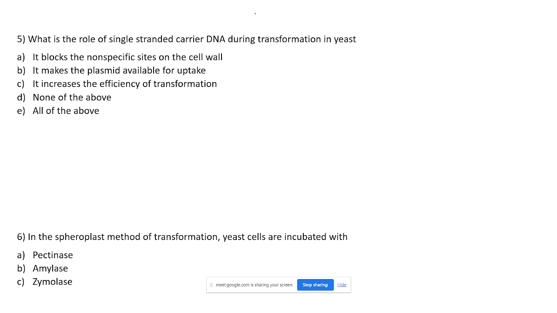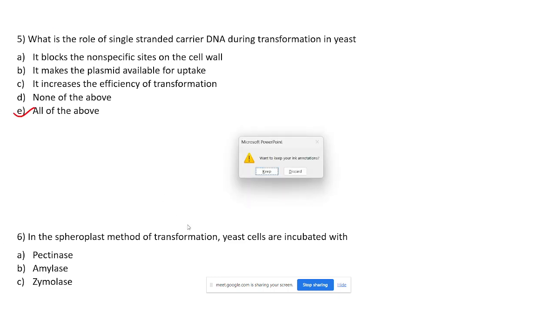Ma'am, all of the above. Yes, the answer is all of the above, because the single stranded carrier DNA is blocking the non-specific sites, and because it is blocking the non-specific sites, it is making the plasmid more available for its uptake, and ultimately because of all this the transformation efficiency is getting increased. Okay, so therefore the answer is E, which is all of the above.